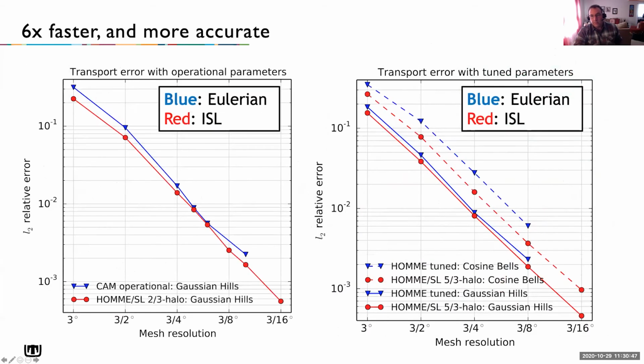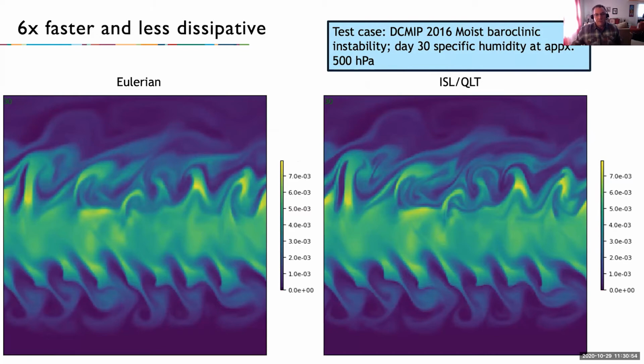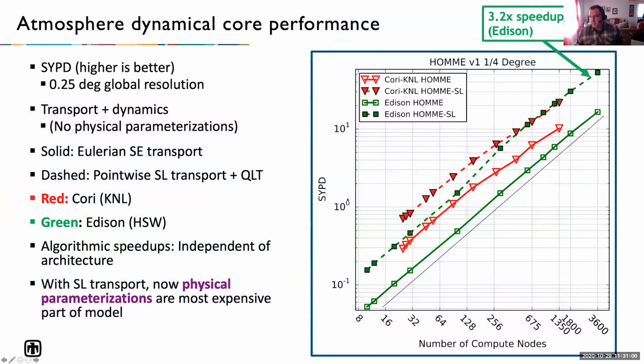And it's more accurate because the semi-Lagrangian methods don't require as much limiting. They're less dissipative. So here we're just comparing those things. And here is the, I'm sorry, I'm going a little fast because we're running out of time. But here is the performance knot.